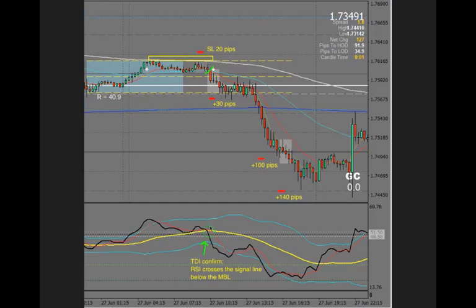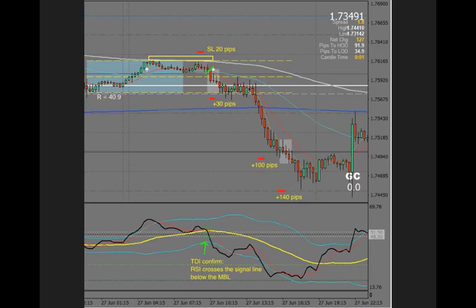Here is your TDI confirmation, okay? Close below the signal line, below the market baseline, and close below 13, all right? Stop loss goes up here, 20 pips, okay? And you can see, again, 0 drawdown trade, instant profit after this shift. I mean, if you just took 30 pips, you got it right here, okay?